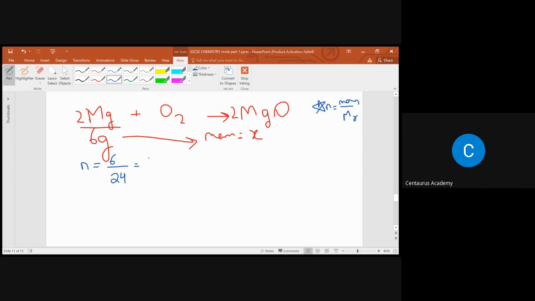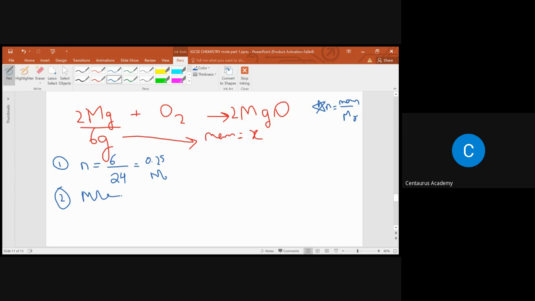Yes, how many moles is it? 0.25. So you're going to mention 0.25. This is the first step, to find out the reactant moles. The next step is, you always have to look into whether the equation is chemically balanced or not. Never start off with an imbalanced equation. Then find out the molar ratio.